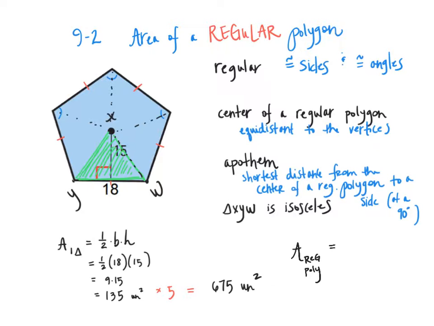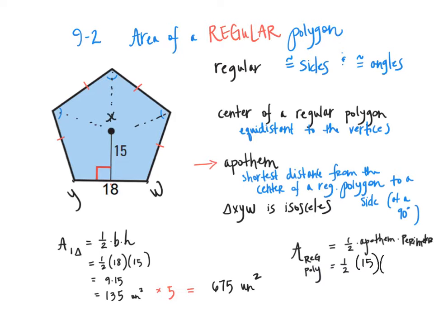But saying that, every regular polygon you can find the area by doing 1/2 the apothem times the perimeter. So let's look back at our example. Do we know the apothem? Yes, remember the apothem is the shortest distance from the center to a side. So in this case, it was our 15, was our apothem.